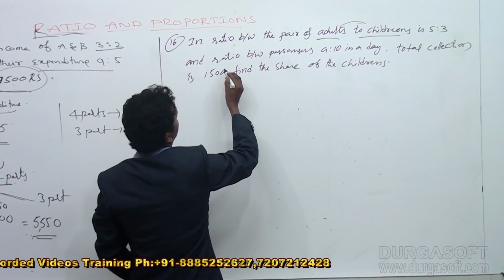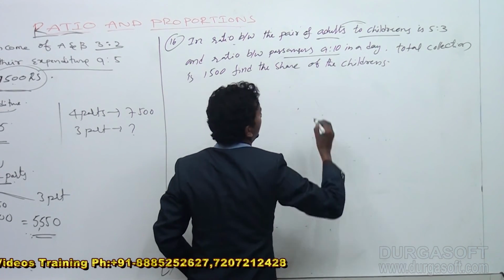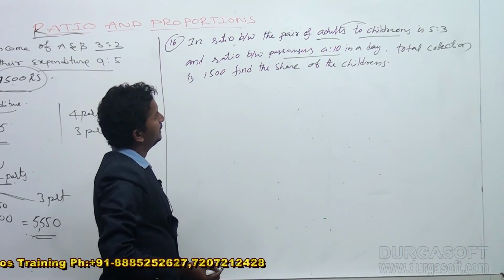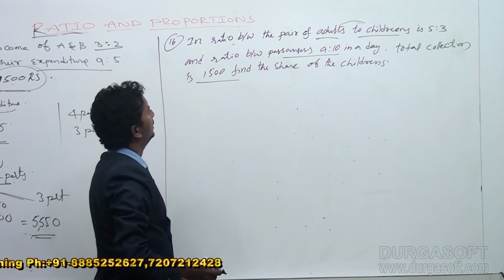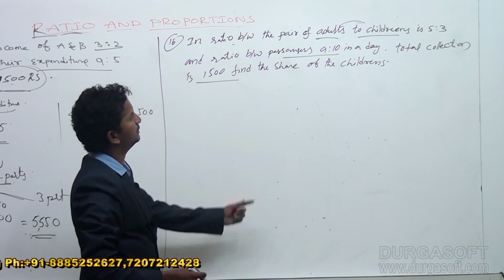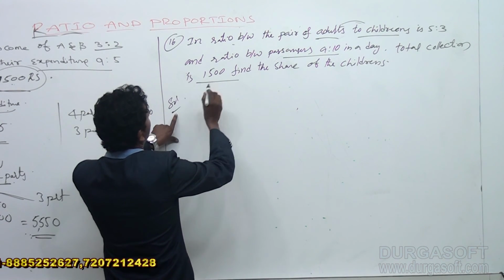Now coming to these problems. The ratio between adults and children is given 5:3, adults to children 5:3. The ratio of passengers is given now, 9:10. Each day the total collection is 15,000 rupees. Then find the share of the children. Now let's see the solution part.